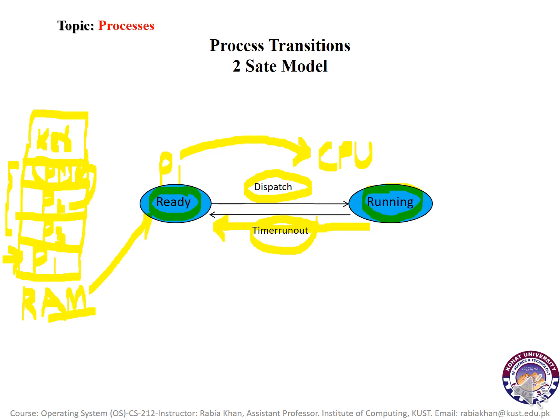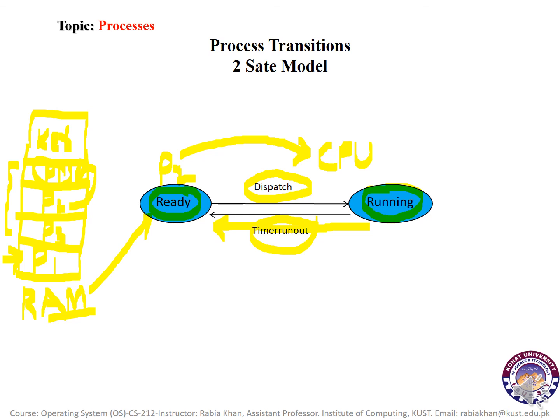So after the time runs out, the process has to go to the tail of the ready queue, as the next process, P2, will go to the running state. So the process execution happens in sequential fashion, as I mentioned in the first slide.